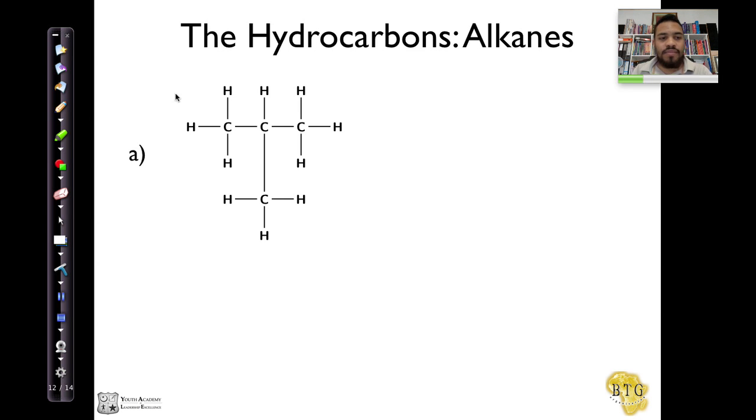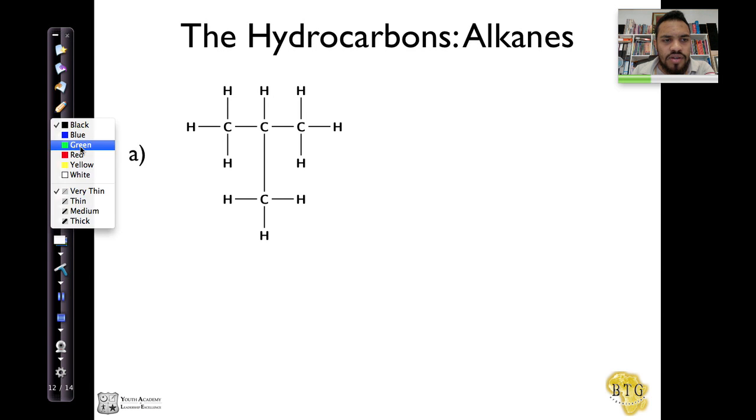Now let's name this compound. Let's see, what can we do here? We need to find the longest chain, and how can we do that? Let's count. 1, 2, 3. Is that the longest chain? Are there other possibilities? Let's see. 1, 2, 3. That's the same amount. No matter in which direction I count, I still end up with 3 carbons. So the easiest thing for us to do is to go in this direction and say, that's carbon number 1, that's carbon number 2, that's carbon number 3.